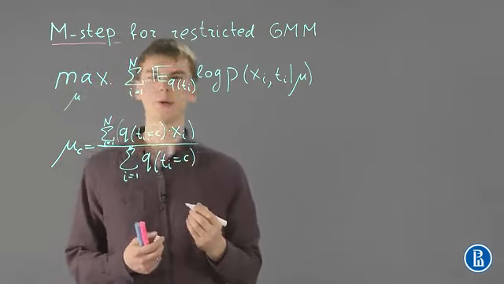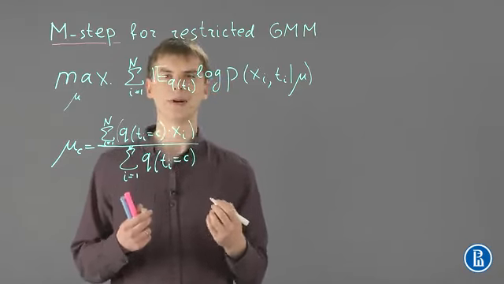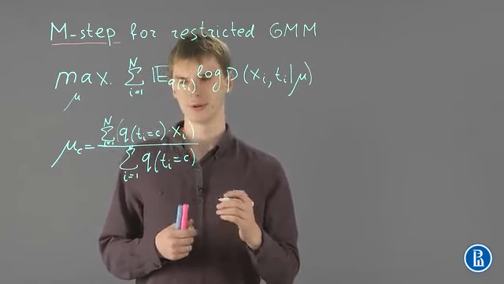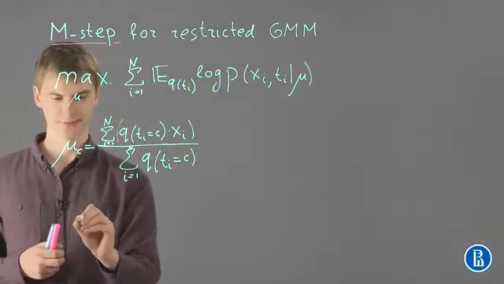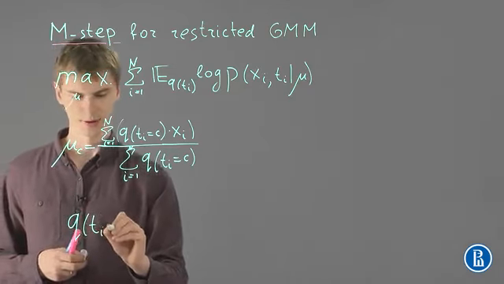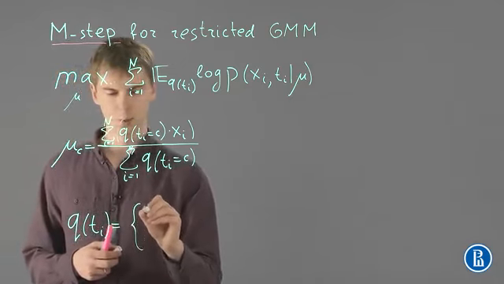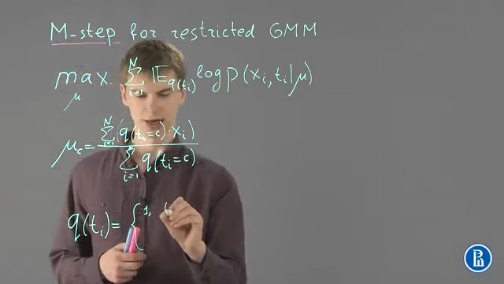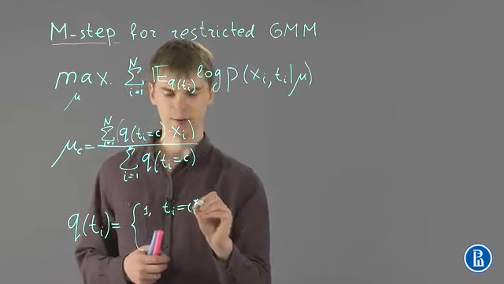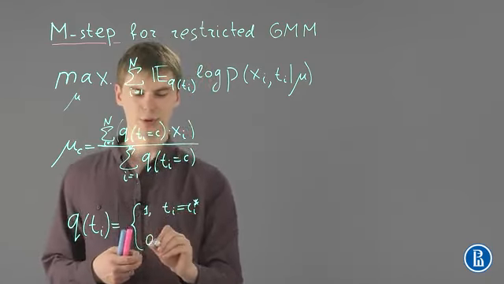And recall that in our particular case, on the E step we are using delta functions instead of the full variational distributions Q. So our Q looks like this. Q of Ti equals to 1 if Ti equals to Ci star, which we have already pre-computed on the E step, and 0 otherwise.